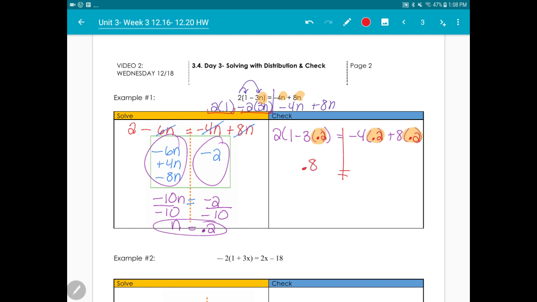So I get 0.8 on the left and 0.8 on the right. So this is balanced, so that tells me n is equal to 0.2 is the correct answer.